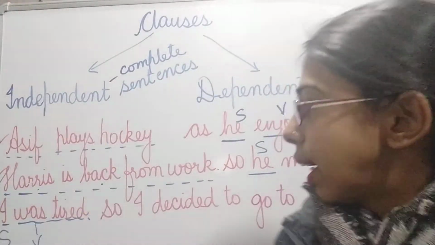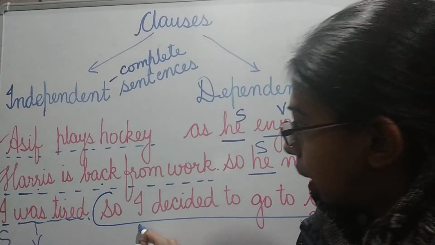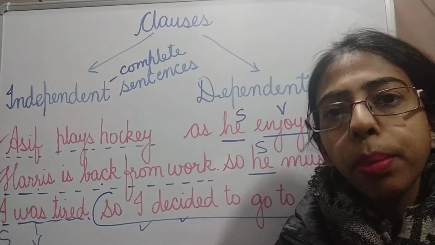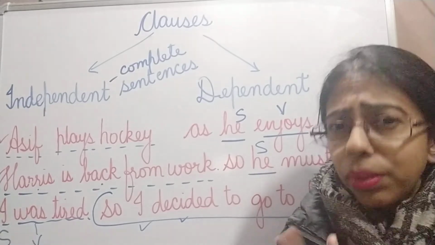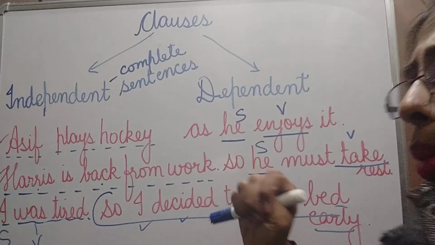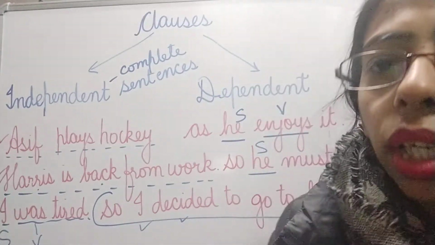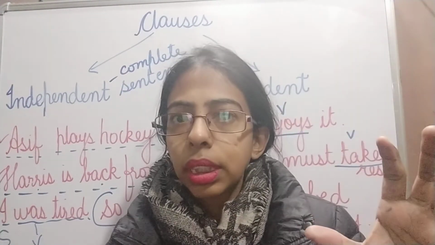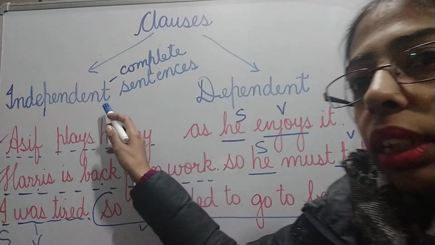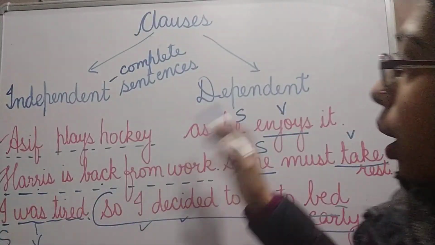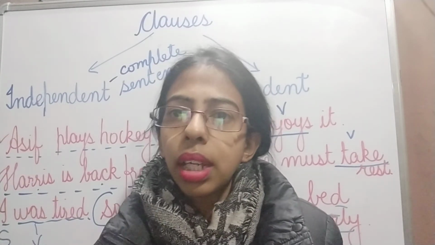But the next part of the sentence, so I decided to go to bed early. I decided. Subject and verb are present. So I decided to go to bed early. Why? Something is missing, no? Subject and verb are present, still something is missing. It's a dependent clause. So till now we did what is a phrase, what is a clause. And we can divide clauses into two parts: independent clauses which act as complete sentences, and dependent clauses which have a subject and a verb, but still you feel that something is missing.